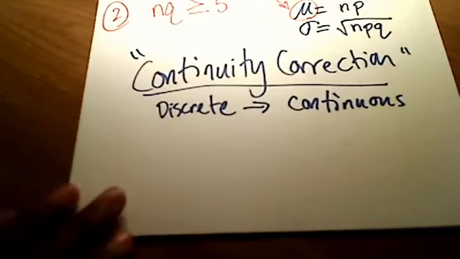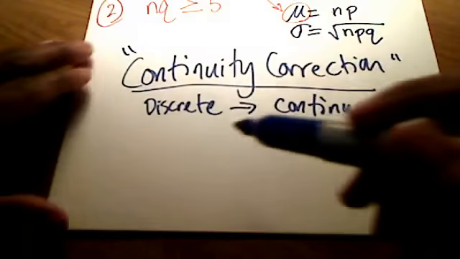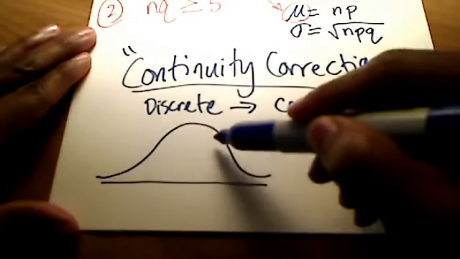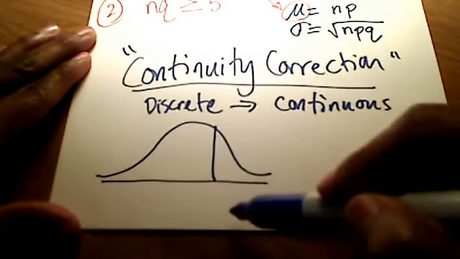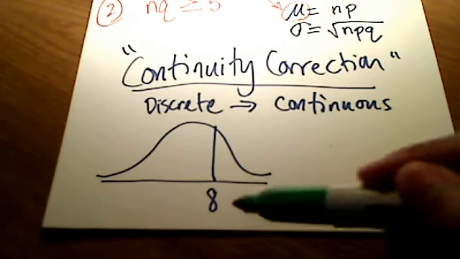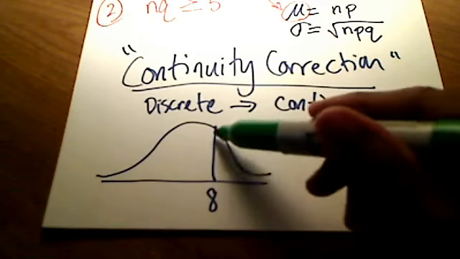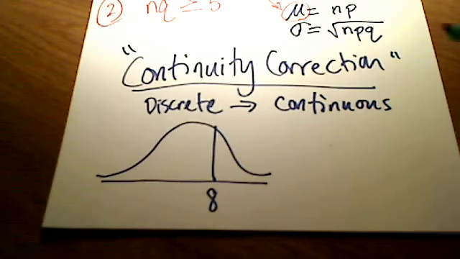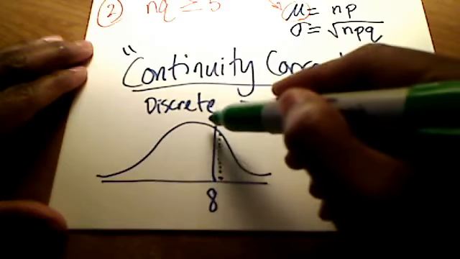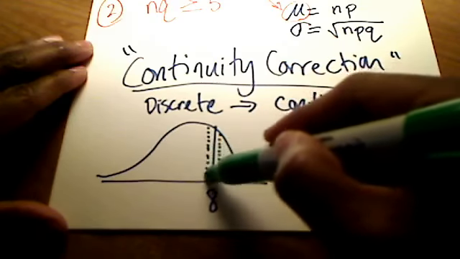What do I mean by that? Well, take a look at this, for example. If I'm interested in the probability of an exact number, let's use like 8 for example, right? If I'm interested in what's the probability of that exact number coming up, well, continuity correction says, okay, that's too discrete for me because the area of this little skinny line is actually just 0. So what I'm going to do is I'm going to move to the right of it just a little bit and to the left of it just a little bit.